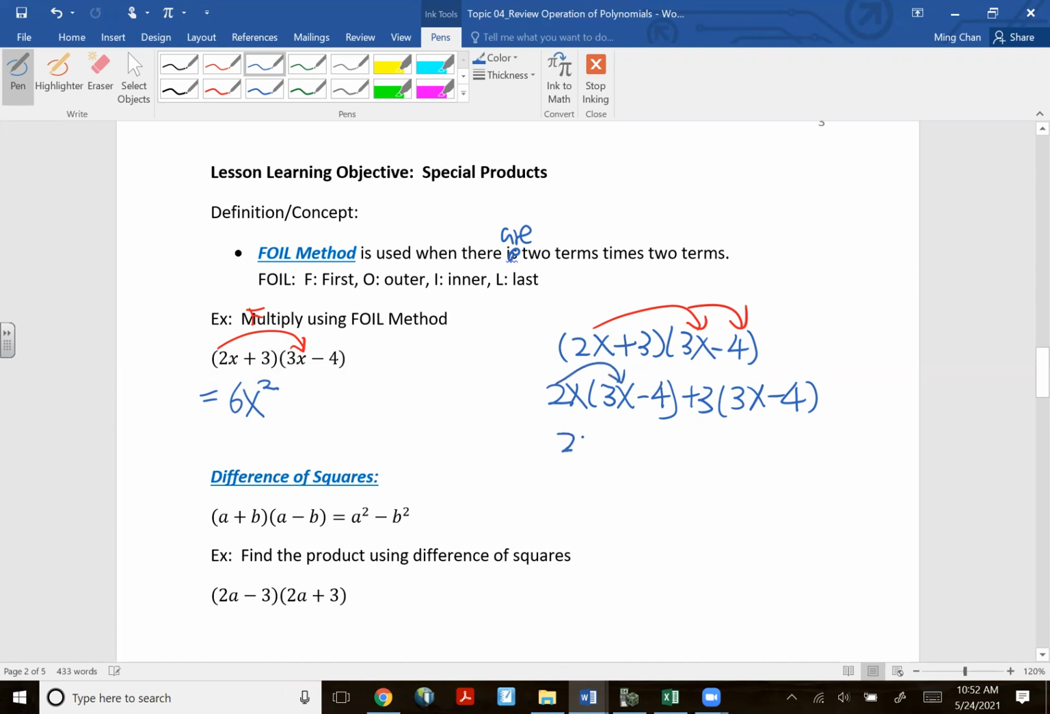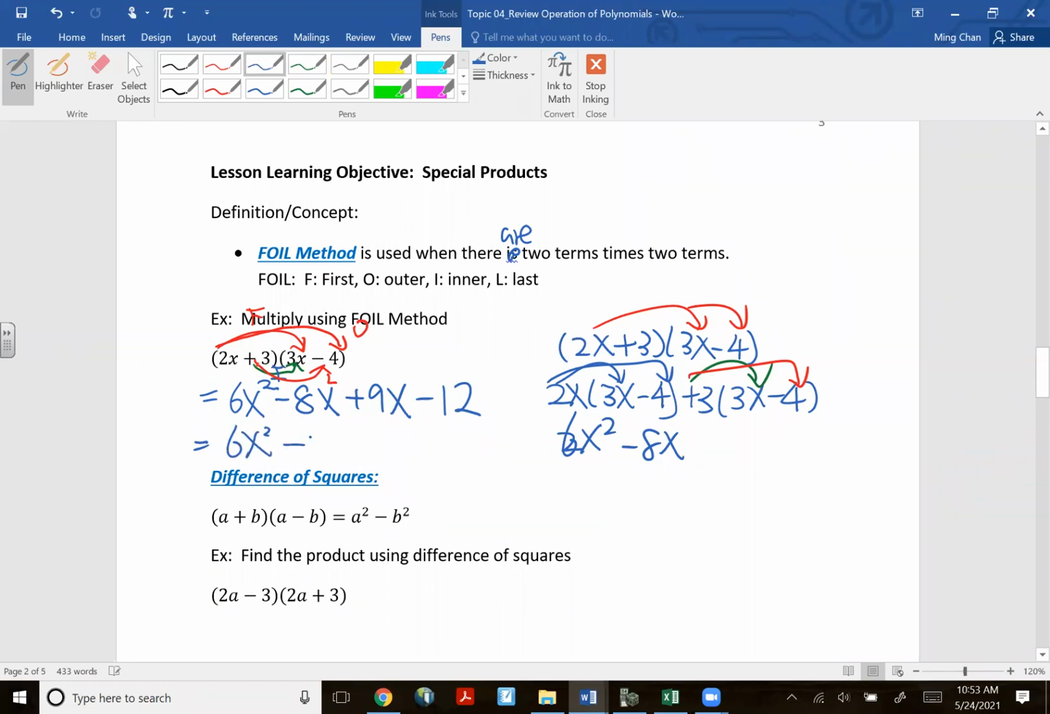The next thing you do is 2x times negative 4. That would be your outer, negative 8x. Then once the 2x finishes distributing, the positive 3 does a distribution. Positive 3 times 3x gives positive 9x, and that is called the inner. The last thing you do is positive 3 times negative 4, and we call that the last, negative 12. The degree is 2, so combining like terms, I should have 6x squared minus x, right? Negative 8x plus 9x is negative 1x, minus 12.